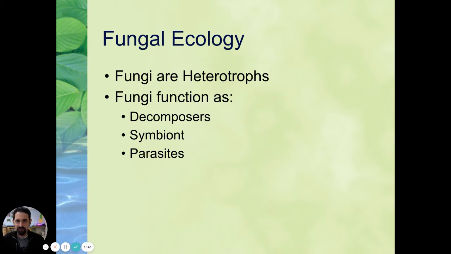Well, they are heterotrophs just like us, and they eat things. We know that they are able to externally digest their food, and so they spend a lot of time doing just that. And so in our natural ecosystems, they function as decomposers. They function as symbionts. That is, they live in a beneficial, mutualistic relationship with other organisms. And they can also even function as parasites. That is, they can live on other organisms to the detriment of an organism.